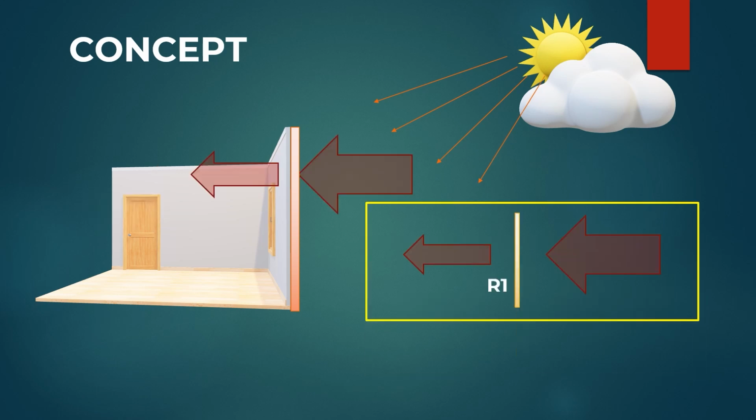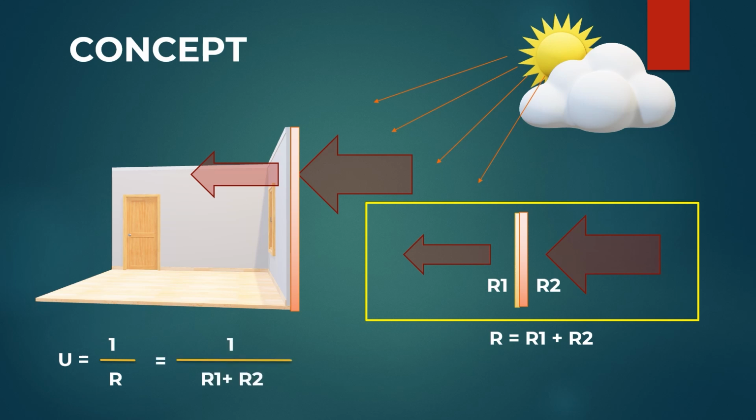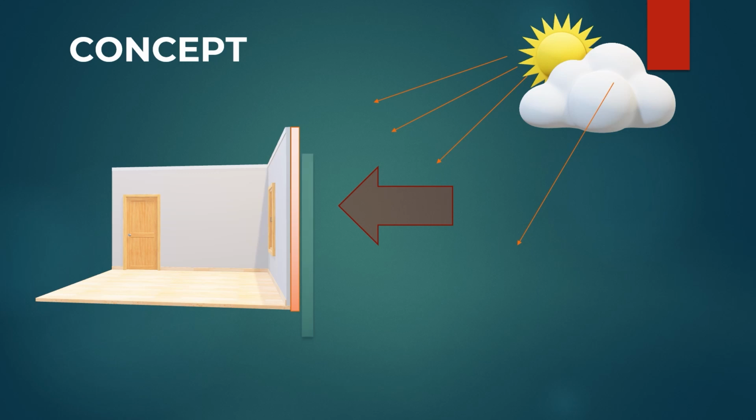So the resistance of the original wall is R1 and the new layer resistance is R2. So what will be the total resistance of this composite wall? It will be R equal to R1 plus R2. So the overall U factor will be 1 by R, which is 1 by (R1 plus R2). Now if we add one more layer, then the heat ingression will be further reduced, because this layer also will give resistance against the heat input.